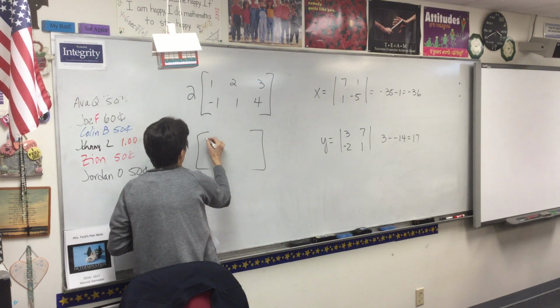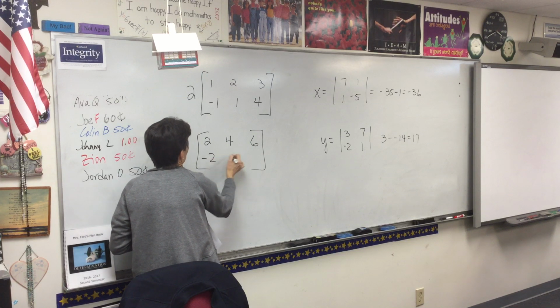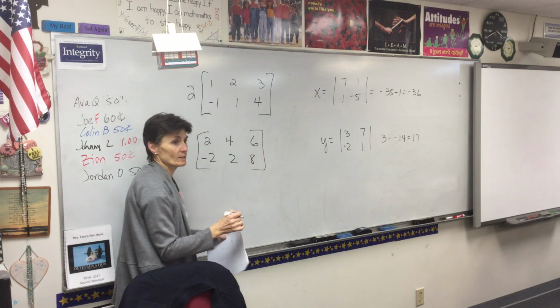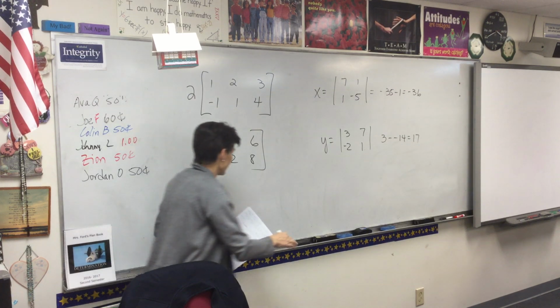Answer is 2, 4, 6, negative 2, 2, 8. That's the one no one's missing, right? No one's going to miss that question. We're all going to get that one right.